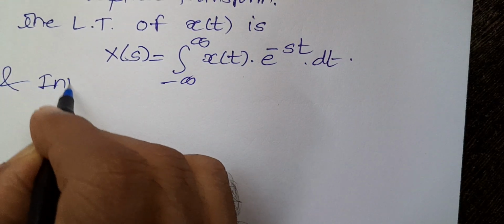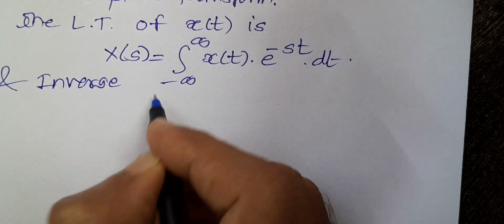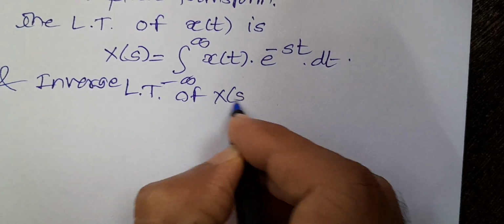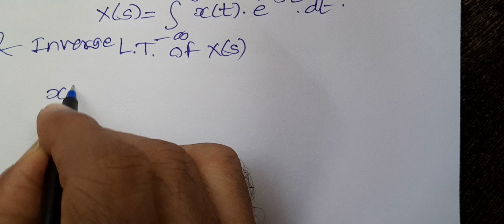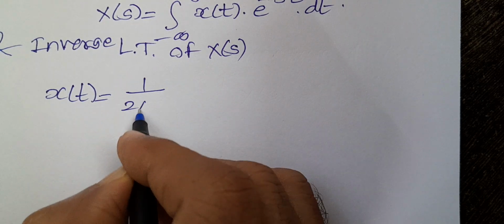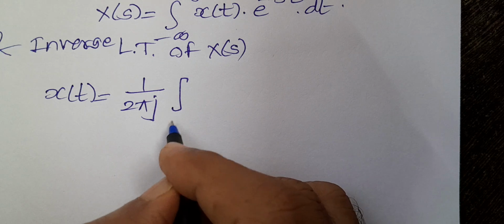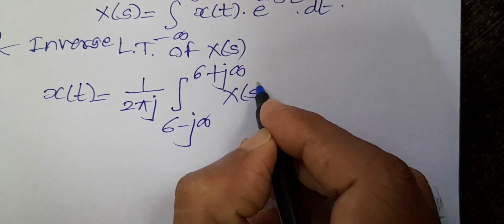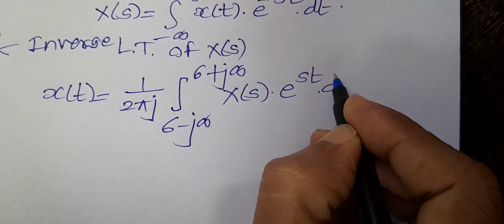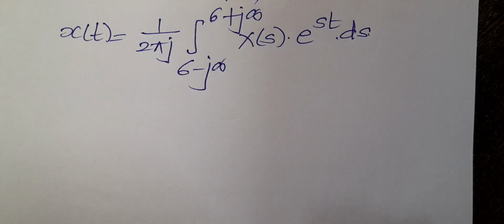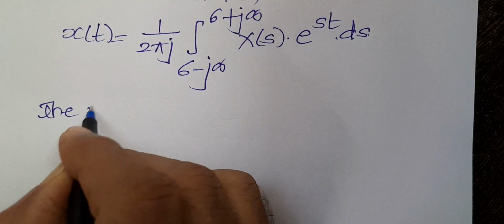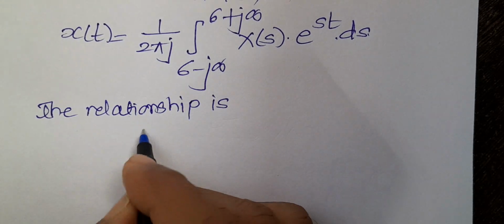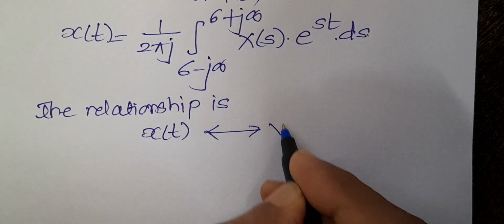and inverse Laplace transform of X of s is x of t, equal to 1 over 2 pi j, integration from sigma minus j infinity to sigma plus j infinity of X of s into e raised to power st ds, and the relationship is x of t is equal to X of s.